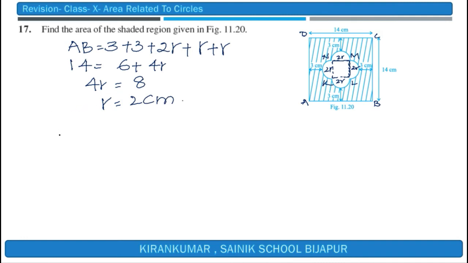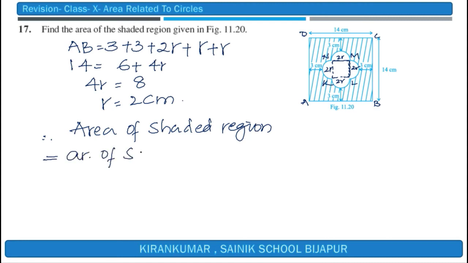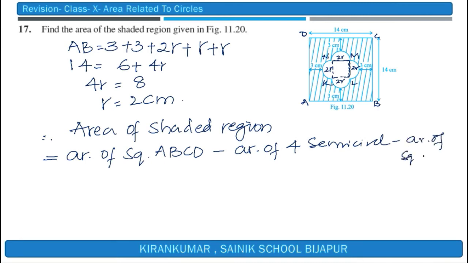Therefore, area of shaded region will be equal to area of square ABCD minus area of 4 semicircles minus area of square KLMN.